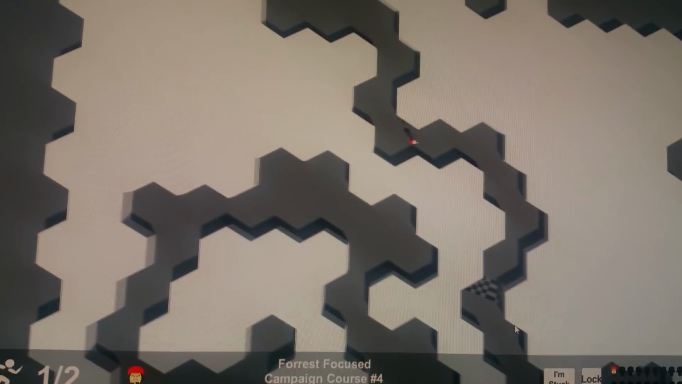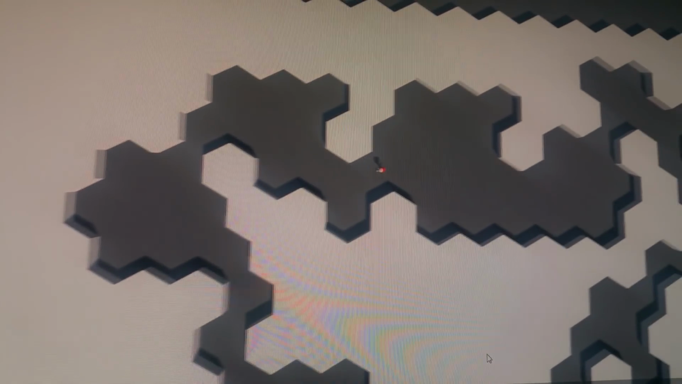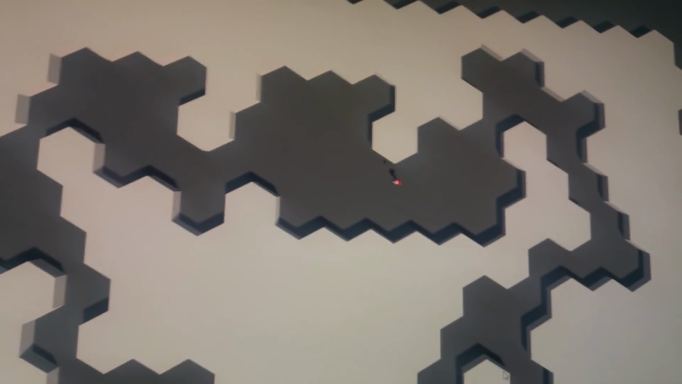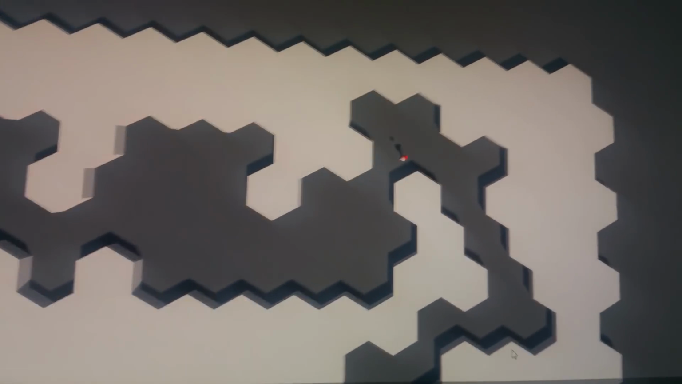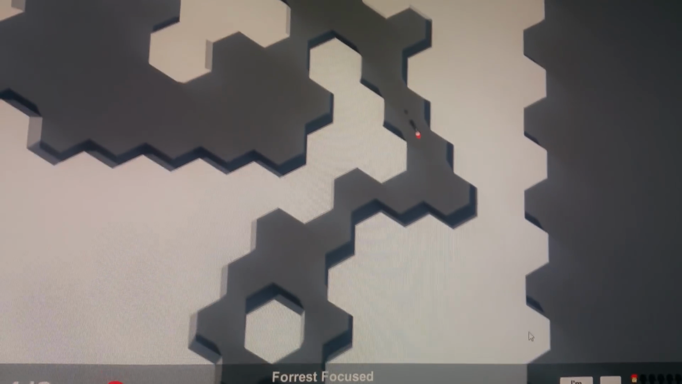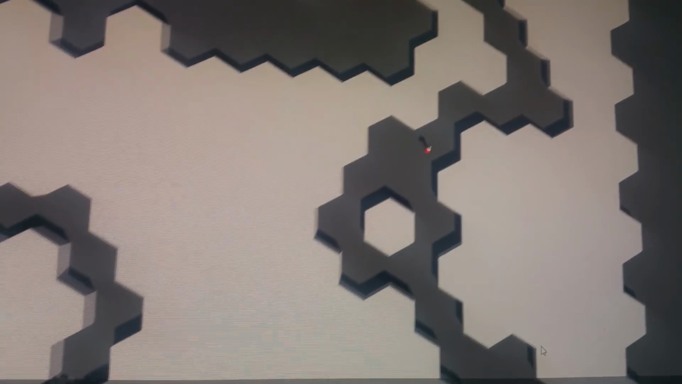Okay. I don't think he's ever been in this situation before. Forrest, yes, don't go up. Yes, oh my god. Forrest, please turn right. Oh my god. What is he gonna do? No!